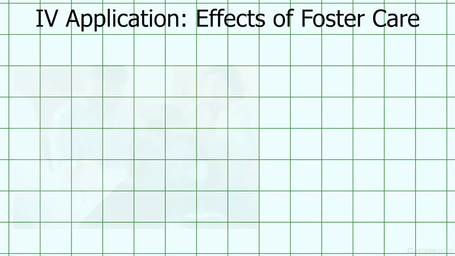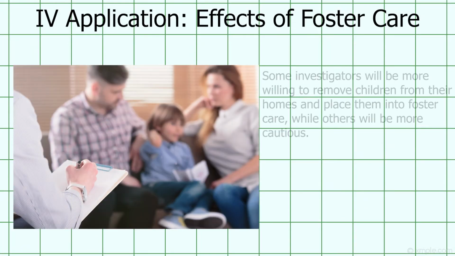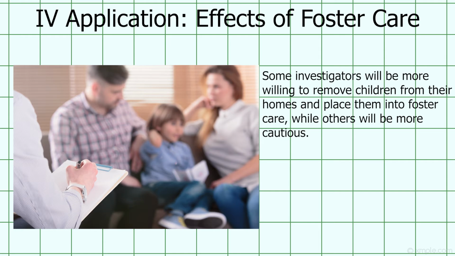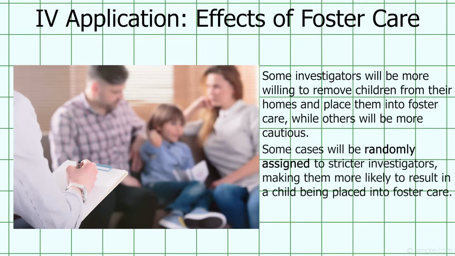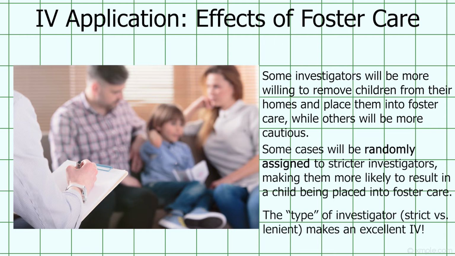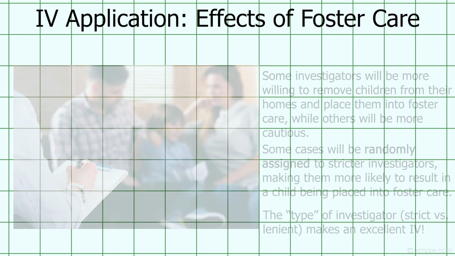Since investigators have to use their own judgment, some investigators will be more reluctant to place children into foster care than others, while others will be stricter and more willing to remove children from their homes. Due to this variability, cases that are assigned stricter investigators are basically encouraged into foster care, like in our framework earlier. The type of investigator that is randomly assigned to a case should make an excellent instrumental variable for being placed into foster care. The independence and exclusion restriction assumptions are likely being met.